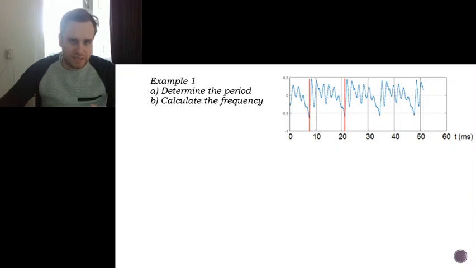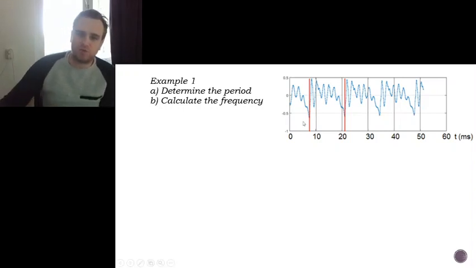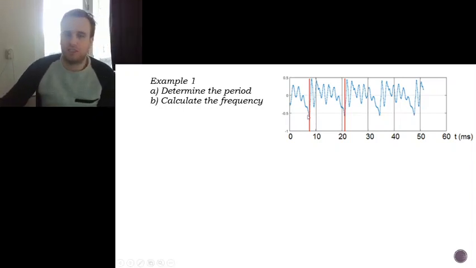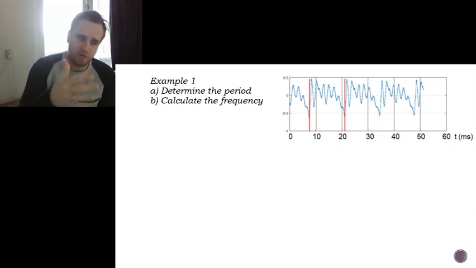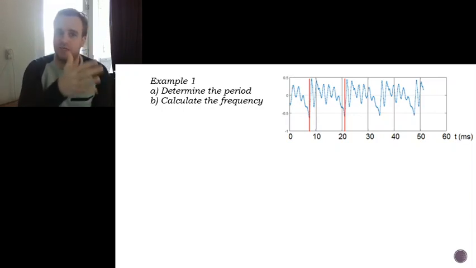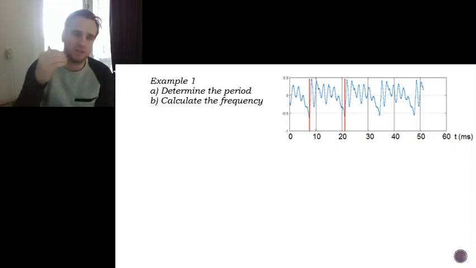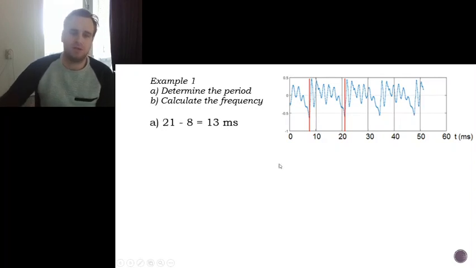So één trilling, one period, is between these red lines. What you can hopefully see is that this segment repeats itself every time. Because it repeats itself every time, we say that the vibration is repeated. And every time the vibration repeats itself, it's a new period, een nieuwe periode. So between these red lines is a single period. It starts here and it ends here. So one period takes about 30 milliseconds. 21 minus 8.